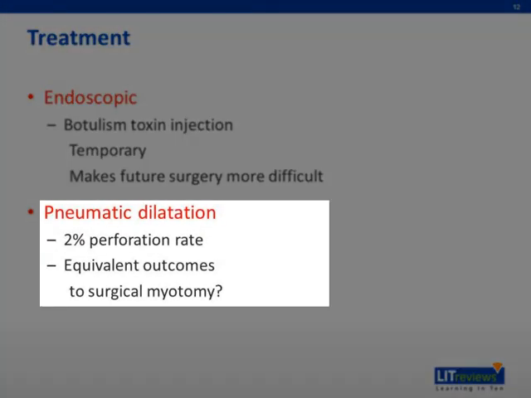A second endoscopic therapy for achalasia is pneumatic dilatation. This results in placing a balloon into the narrow area at the gastroesophageal junction and expanding it, providing dilatation to that region. As one may expect, this is associated with a perforation rate of approximately 2%. Some studies have shown equivalent long-term outcomes compared to surgical myotomy, although others have shown more frequent failure of therapy.